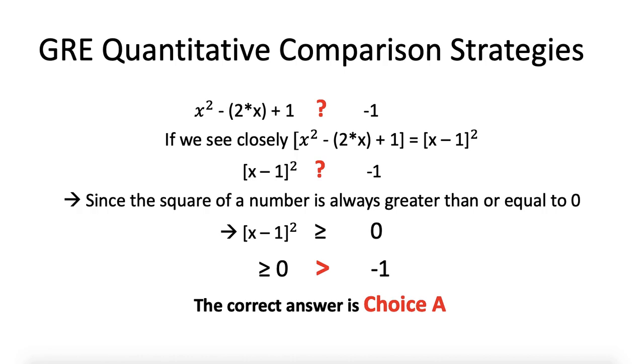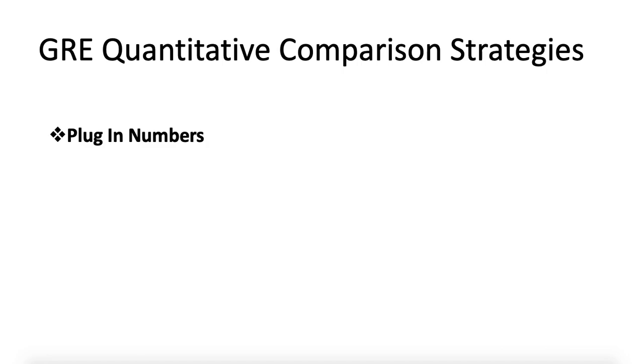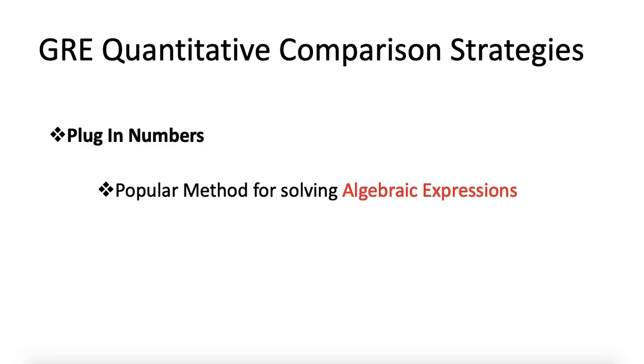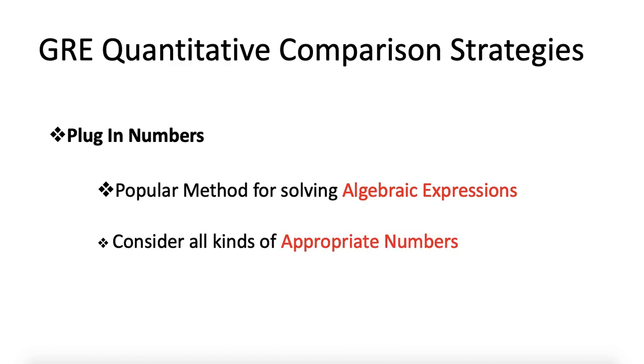So this was the first strategy for solving the quantity comparison questions, which is a mirroring strategy. Now let's see the other strategy, which is helpful mainly in solving questions with algebraic expressions, and that is plugging in numbers. But in this, you need to remember one thing: you need to consider all of the appropriate numbers.